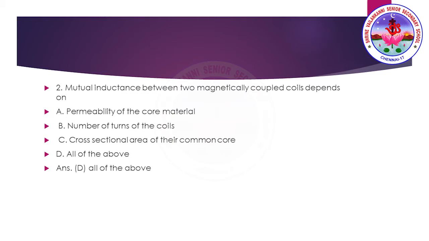Question number 2, mutual inductance between two magnetically coupled coils depends on A, permeability of the core material, option B, number of turns of the coil, and option C, cross-sectional area of their common core. Option D, they have given all of the above. See, the mutual inductance between the two magnetically coupled coils depends on all the above only. Option A, B, C. All the above, that is permeability, number of turns, and also the cross-sectional area. So, option D, all the above is the answer.